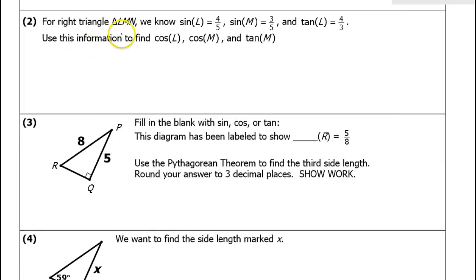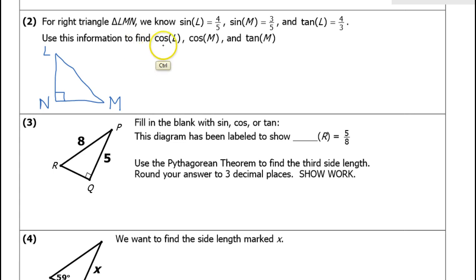Problem number 2, for triangle LMN, we know that the sine of angle L is 4/5, the sine of angle M is 3/5, and the tangent of angle L is 4/3. Using this information, we need to find the cosine of L, the cosine of M, and the tangent of M. Alright, well there's a special property that we've learned. So they're using L and M, so those must be acute angles of a right triangle.